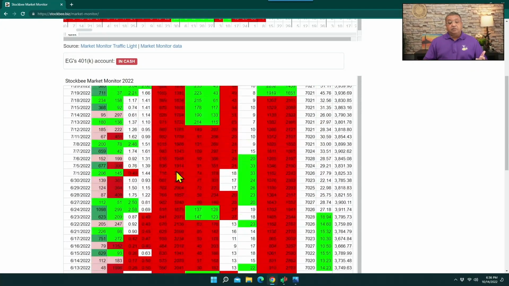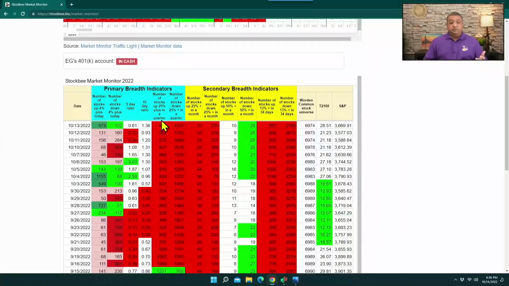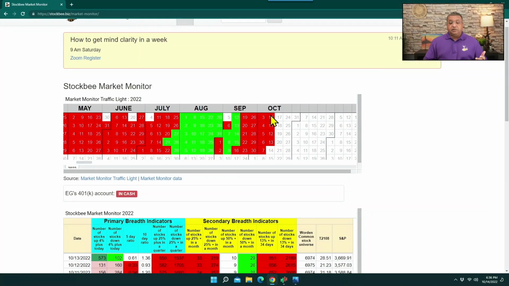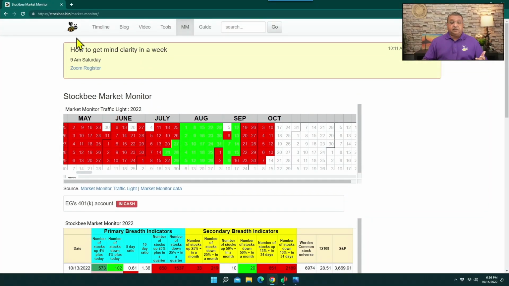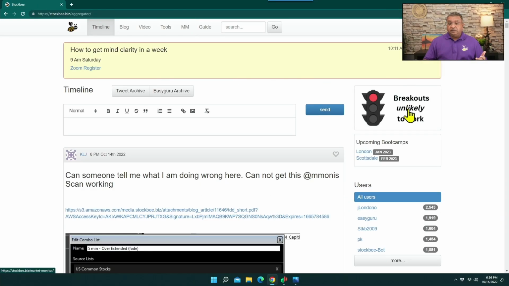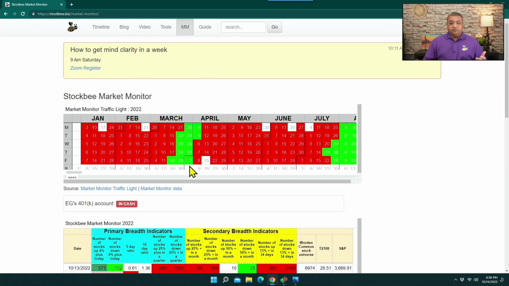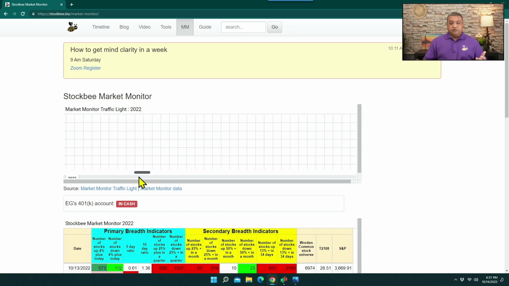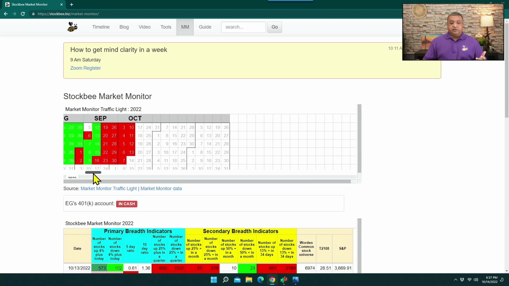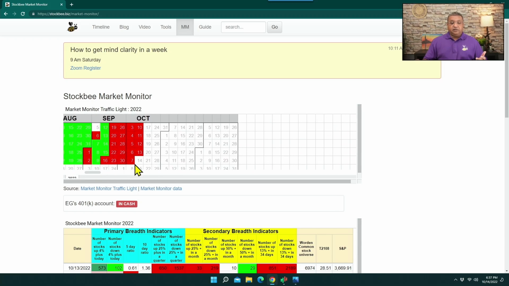So this is how the primary indicator can be used. The primary indicator can be used just as a traffic light signal, and that is exactly what is shown here nowadays. "Breakout unlikely to work." That red light signal comes in from this spreadsheet, right? Because if you see, currently the primary indicator is bearish, so that's why that signal is bearish.